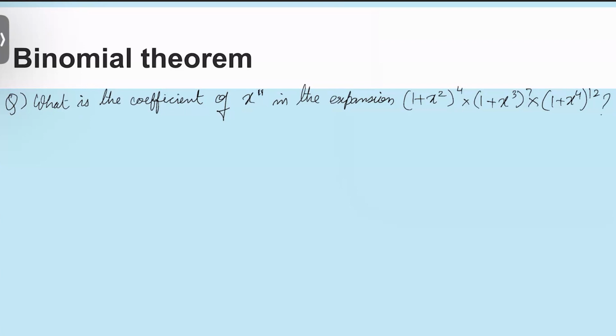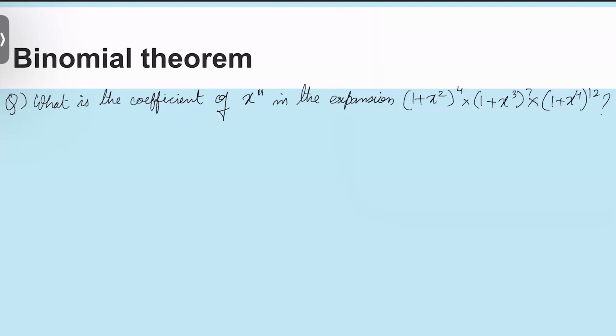Normally, if you go around doing the expansion of the individual terms and then multiplying, or getting the x raised to 11 term, that would be a very, very lengthy process. So there are easy ways of doing it.